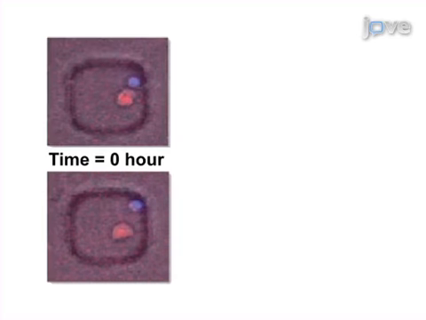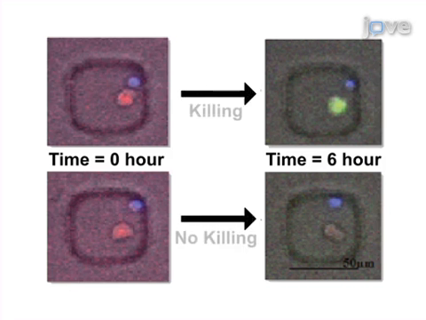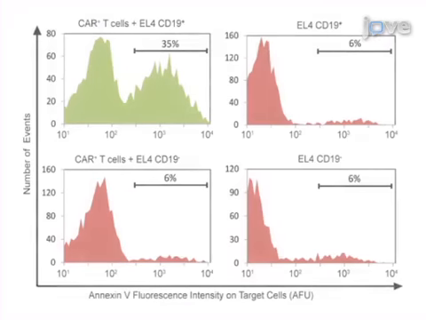Now record an initial pre-image to determine well occupancy and cell viability at the start of the assay. After a 6-hour incubation, record a second image. Then use automated image analysis to quantify the antigen-specific lysis of EL4CD19 positive by CAR-positive T cells. Results obtained from this high-throughput method can screen antigen-specific lysis of targets by effector cells based on positive staining with Cytox and annexin 5.